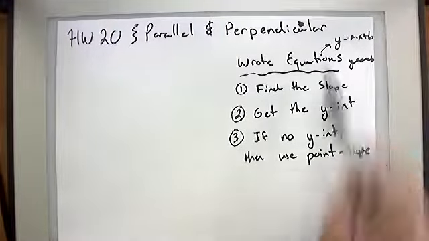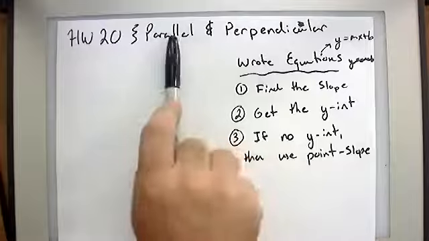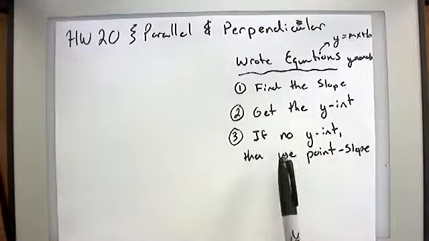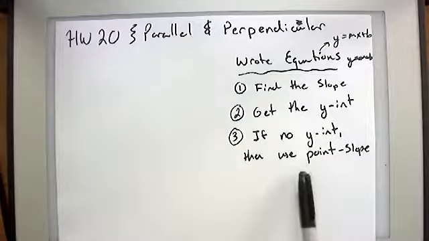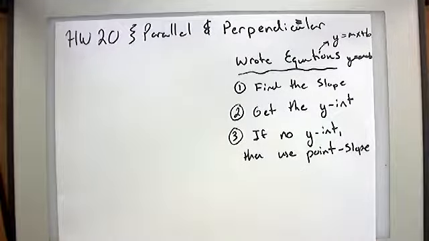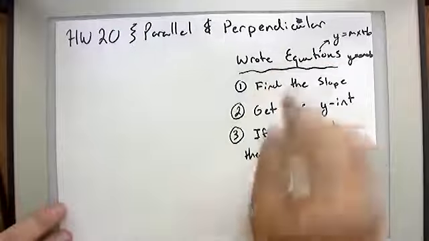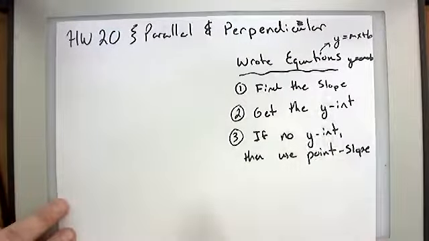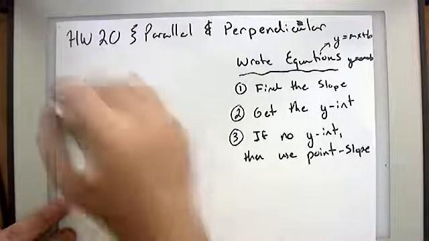So that's what we went over in homework 19. Homework 20 is concerned with parallel and perpendicular lines, but still you're going to be writing equations. So this three-step procedure is still something you're going to want to keep in mind, okay? I won't write it again, but if this is something you want to work along with, keep these to the side because I will be referring to them. So we'll start with parallel.